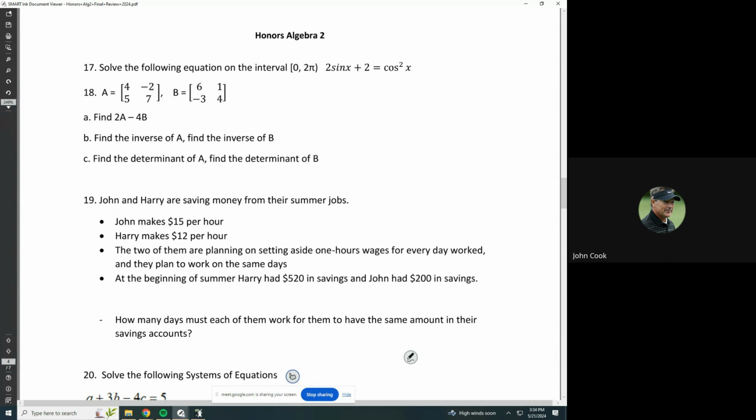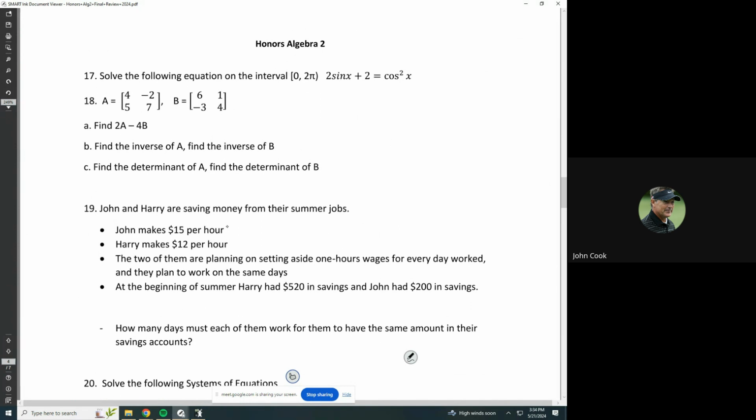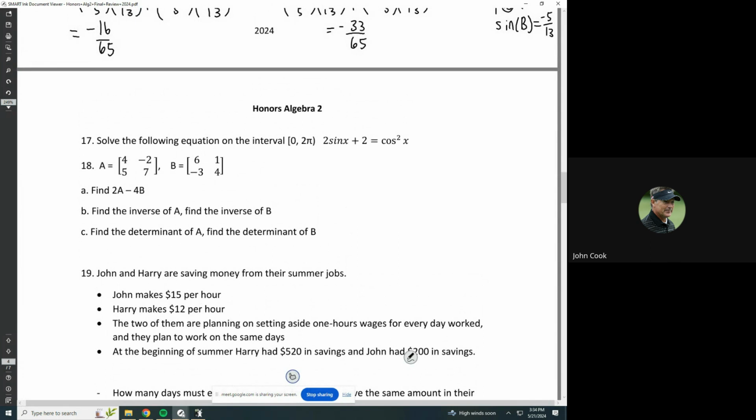So solve the following equation on the interval from 0 to 2 pi. This is a standard trig equations problem. So let's see what we'd have to do here. I'm thinking that since I've got sines and cosines here, I'd probably want to change this cosine into sines also.